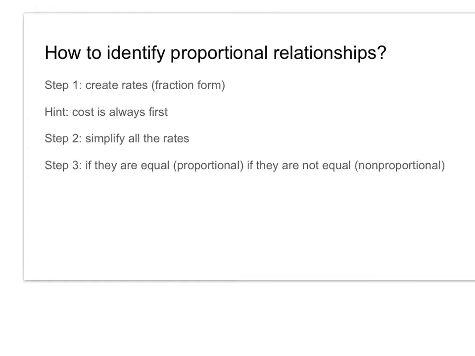How to identify proportional relationships. You first need to create your rates, remember, in fraction form. And if there's something with cost, cost always goes first. Then you need to simplify all your rates down. If they are equal, then they're proportional. If they are not equal, they're not proportional. Pretty simple.